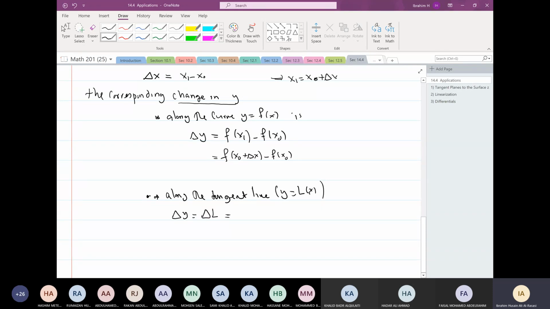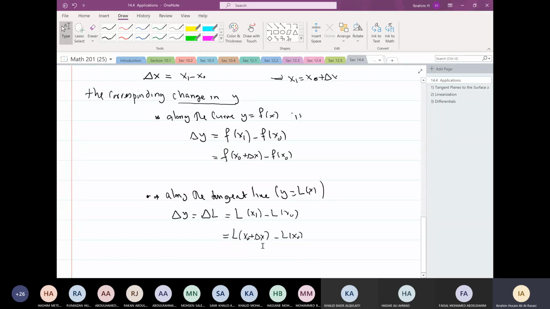What is the change in y, in L, along that line? Again, L final minus L initial, L of x1 minus L of x0. So the change is always L of final minus L of initial. But now we are on a different curve. Now L of x1, as above, x1 is x0 plus delta x, minus L of x0. I will compute this.